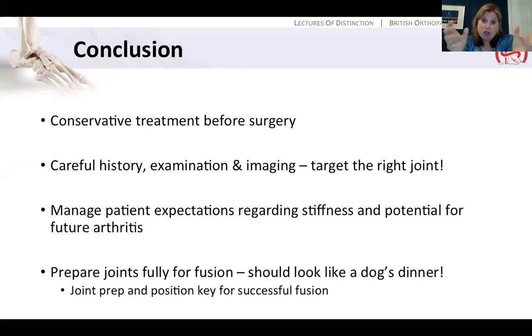You need to manage patient expectations regarding stiffness in the foot and potential for future arthritis, and how that's going to affect them. And again, if you learn nothing else from this talk, when you prepare your joints for fusion, you need to make those joint surfaces really cancellous, soft, roughened up, and it should look like a dog's dinner. That was the phrase that my consultant trainer on my fellowship used to say. And you literally want to just break all those joints down, the sound surfaces down to cancellous bone, drill into them, pedalize them, and when it looks a complete mess, you've done enough work. And then obviously position is really important, but again, preparation of surfaces is really good.